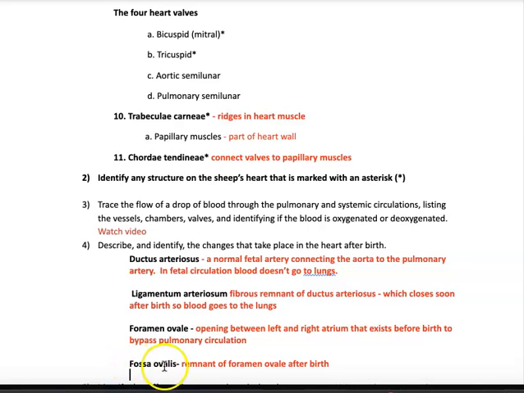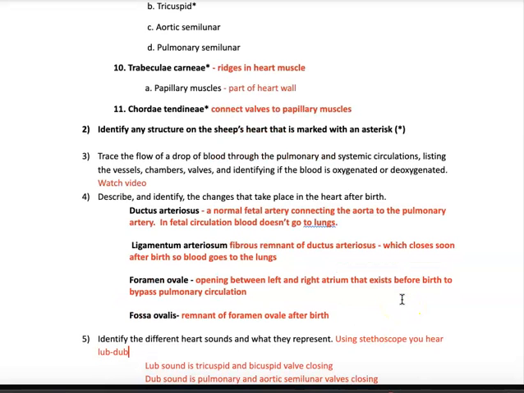You're left with a little remnant there. That remnant is called the fossa ovalis. So in the hearts that we're looking at, if I ask you what it is on that adult heart or baby's heart, it's a fossa ovalis. If I ask you what that was in the fetal heart, then your answer is foramen ovale.